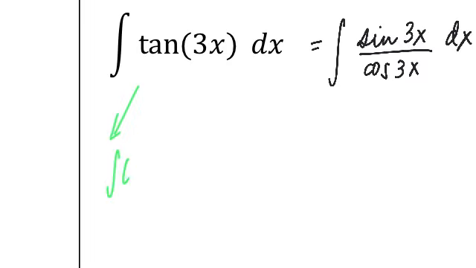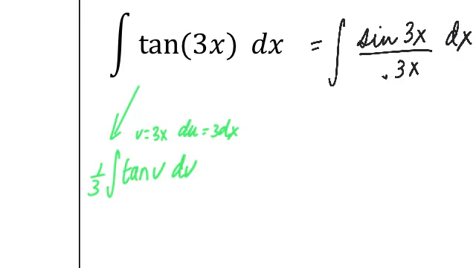You can do that, but the problem is it doesn't really get you anywhere, because if you say u is equal to 3x, then du is equal to 3 dx, and I guess you're going to end up with something like this, which doesn't help you to solve the problem. So then you have to think about, what else could I do?